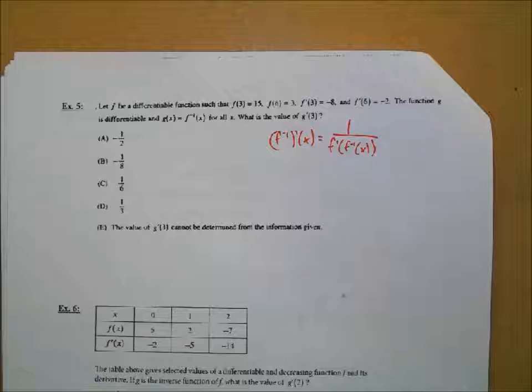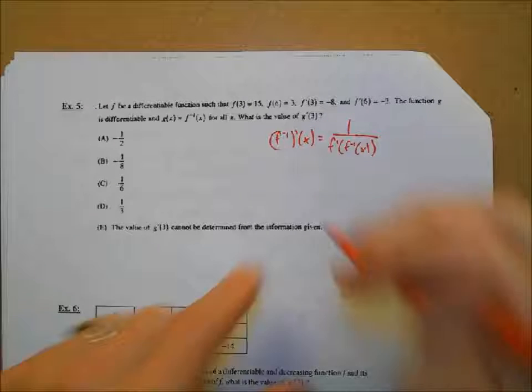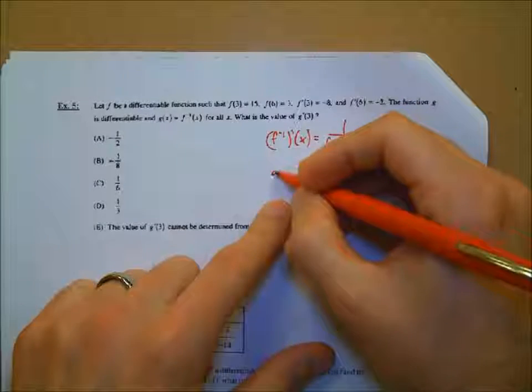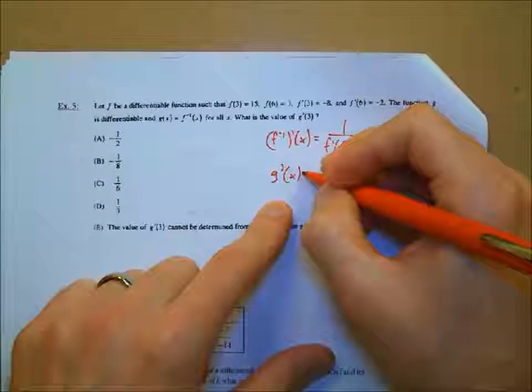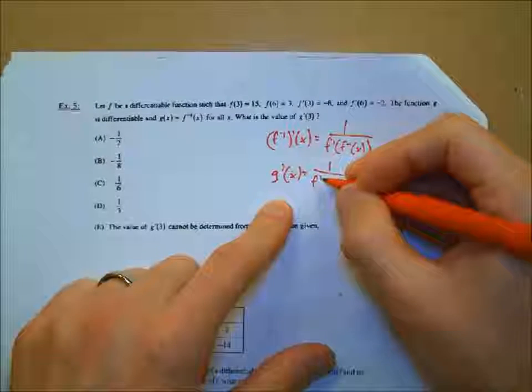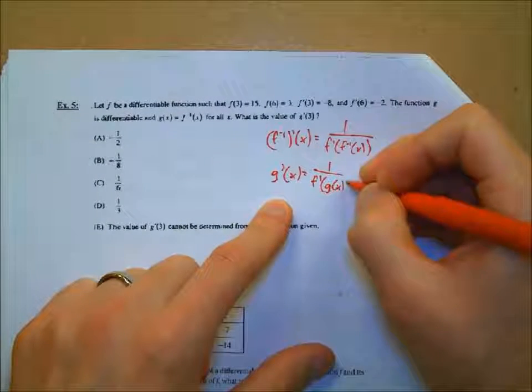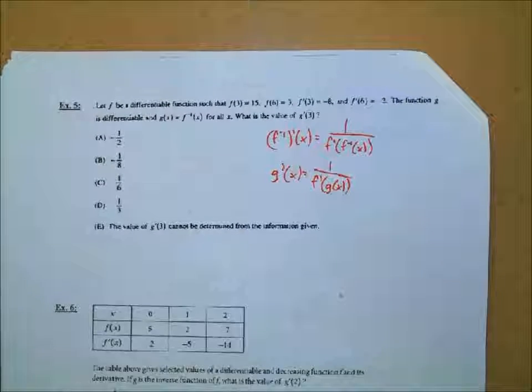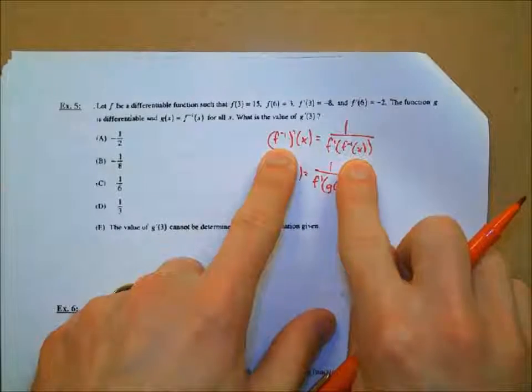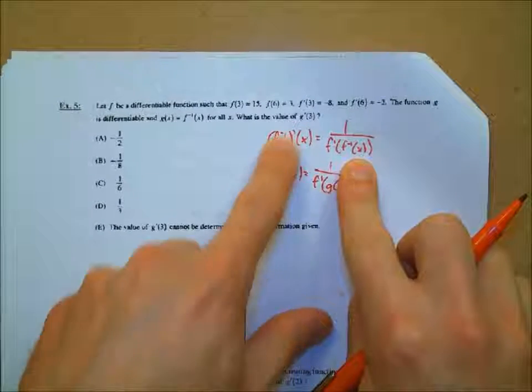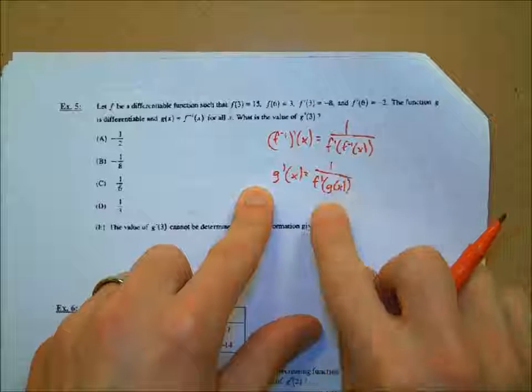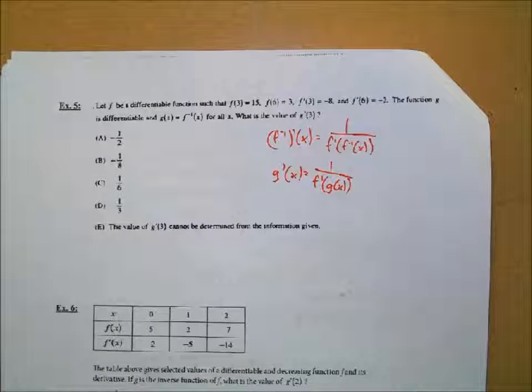Okay. Instead of using F inverse, though, what are they using instead of F inverse? G. So another way you could write this, instead of F inverse prime, you could say G prime of X is equal to 1 over F prime of G of X. Notice I'm just replacing G wherever I had an F inverse. So F inverse is now G, F inverse prime is G prime, F inverse of X is just G of X there. Okay. So we're just manipulating that little formula slightly.